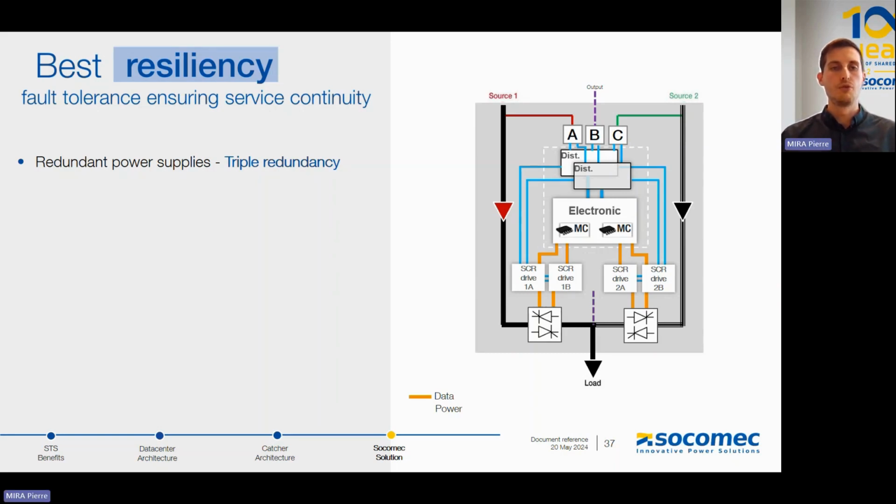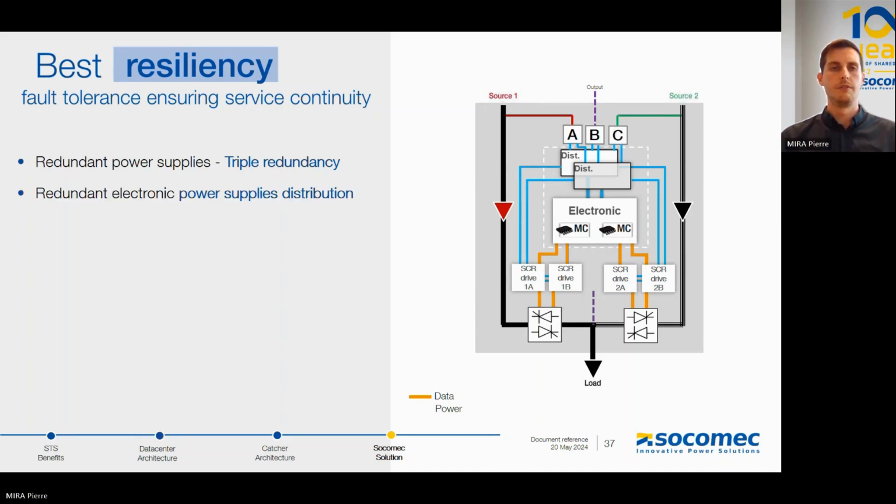To begin to show this redundancy, let's see the power supply redundancy. In the Socomec static transfer switch, there is triple redundancy on the power supply. So there is one power supply connected to source 1, one power supply connected to source 2, and one power supply connected to the output of the static transfer switch. What's happening is even if we are losing a power supply or a source, the STS is still fully capable of working, and there is still a dual redundancy even if there is an issue on one power supply. The STS can still fully work with only one power supply.